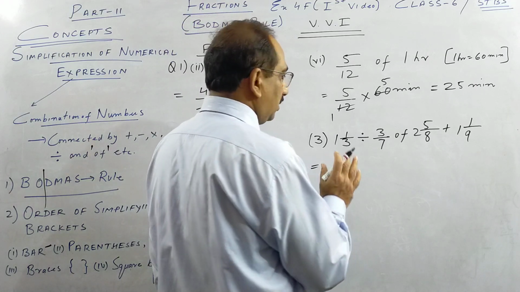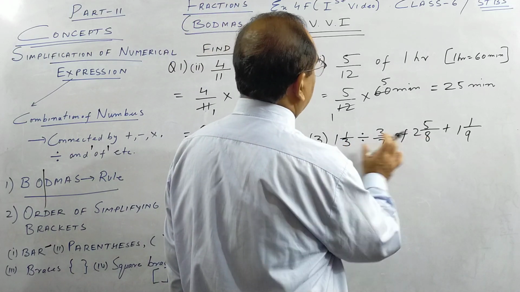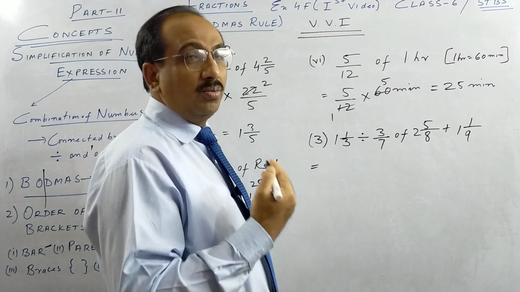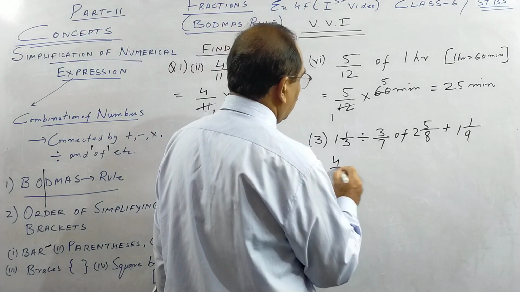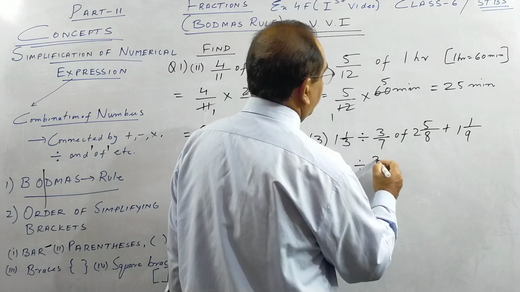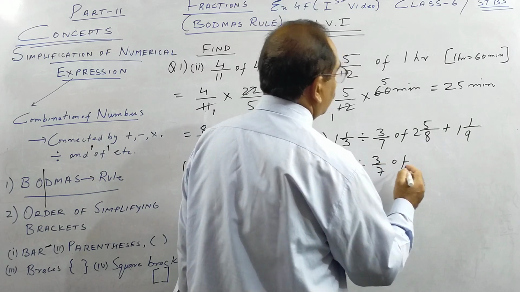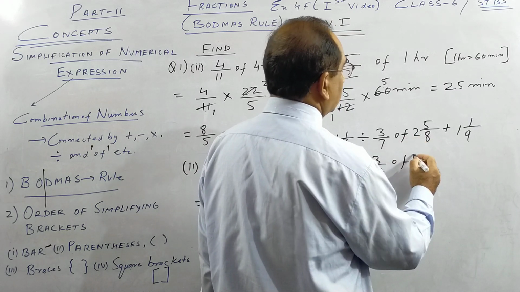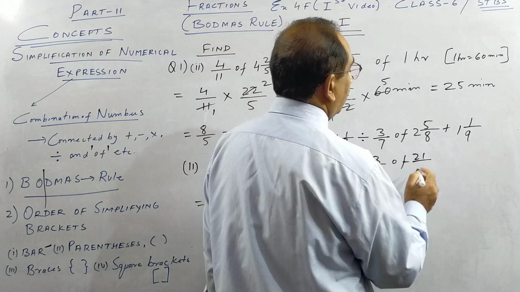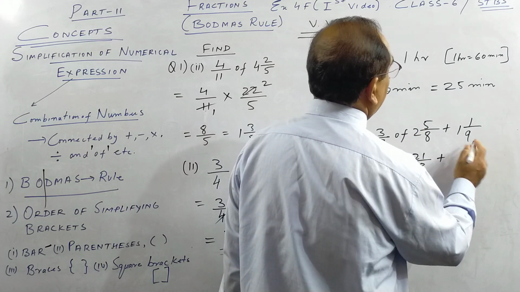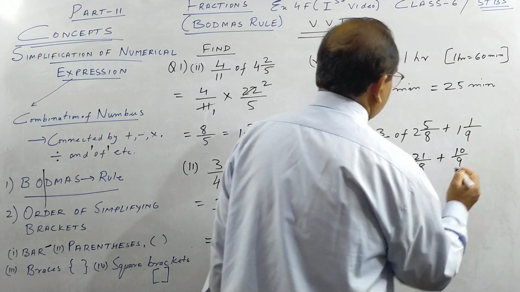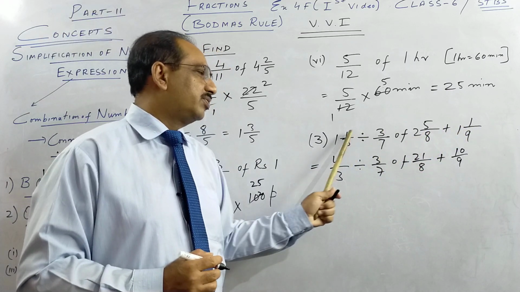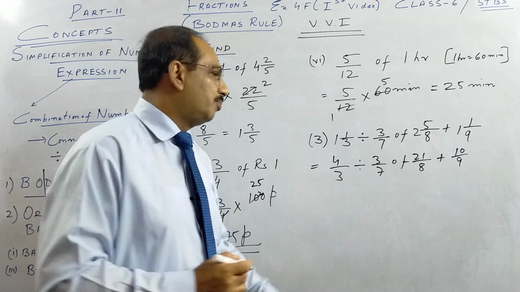Now, the first step, children, is to convert all these mixed fractions into improper fractions. We can only cancel if they are in improper fraction form. Okay, so the first step, you can see, is: of remains of. 8 2s are 16 plus 5, 21 by 8. Plus 9 1s are 9 plus 1, 10 by 9. So in the first step, I have just converted the 3 mixed fractions into improper fractions.